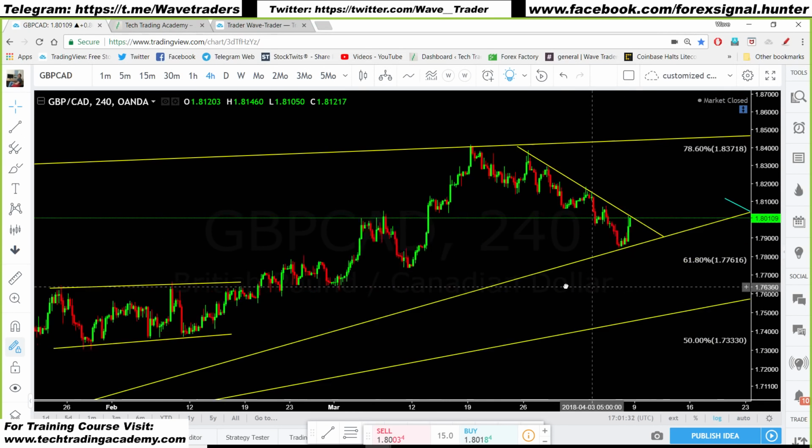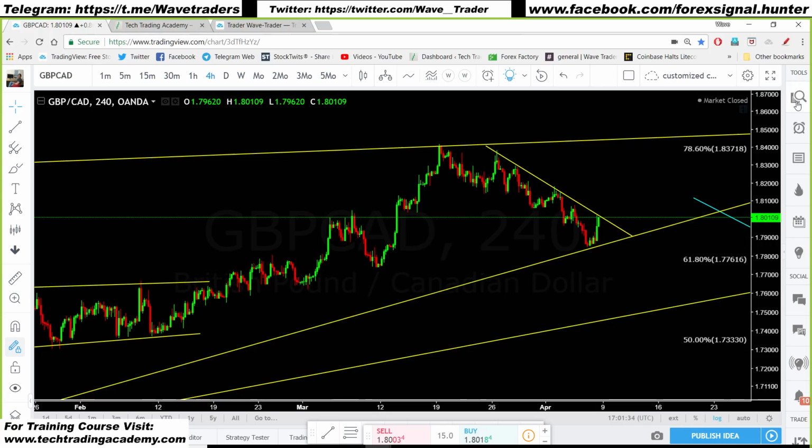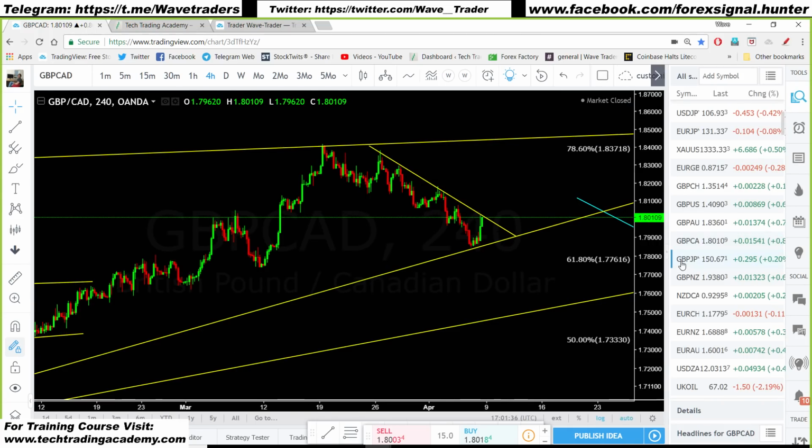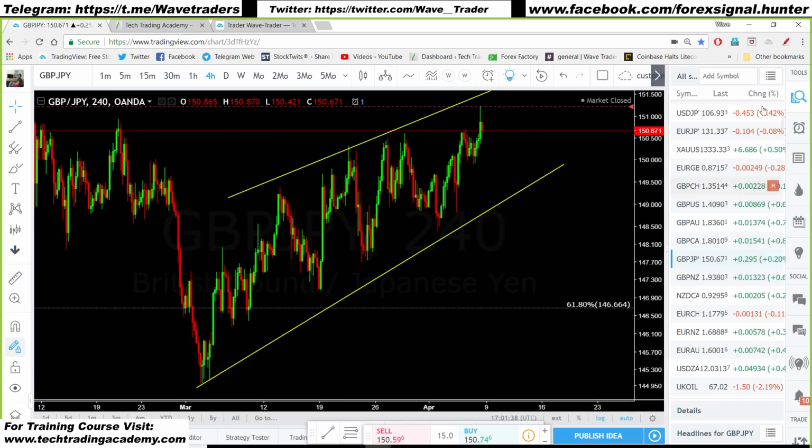Okay, if you don't see that bullish wave and you see the correction on the 4 hours, start to look for sell. So, pound yen.